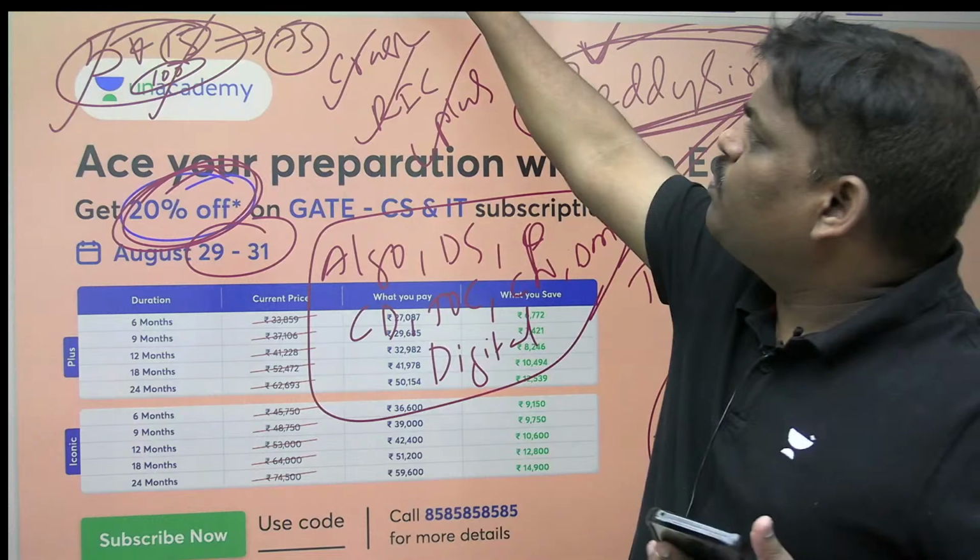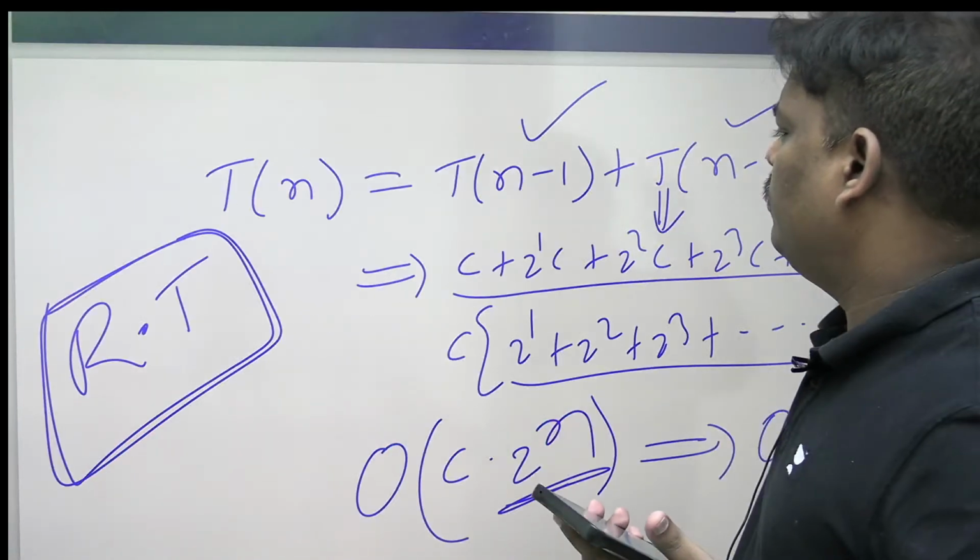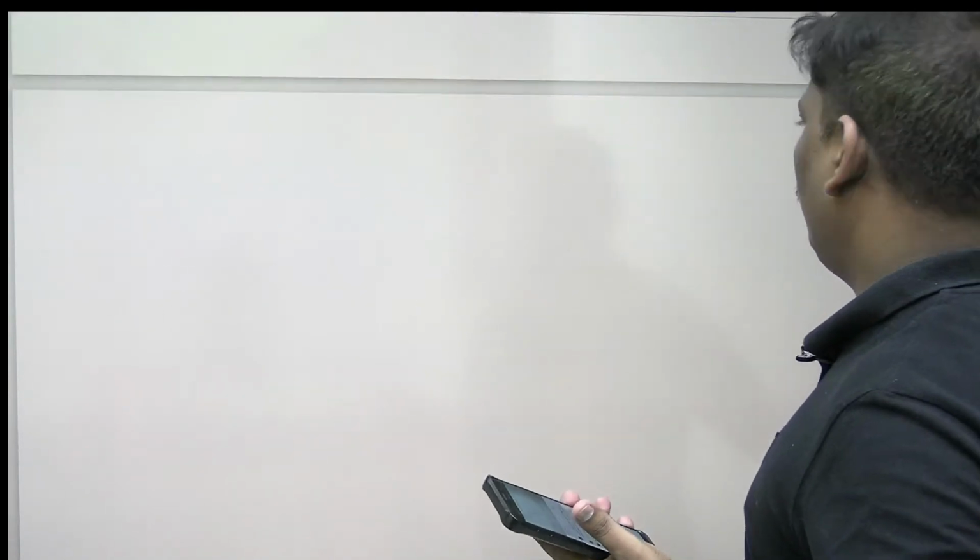Right, let's complete this problem. What is the space complexity of this problem? Can you check once? It is a very tricky problem. What is the space complexity of this problem?